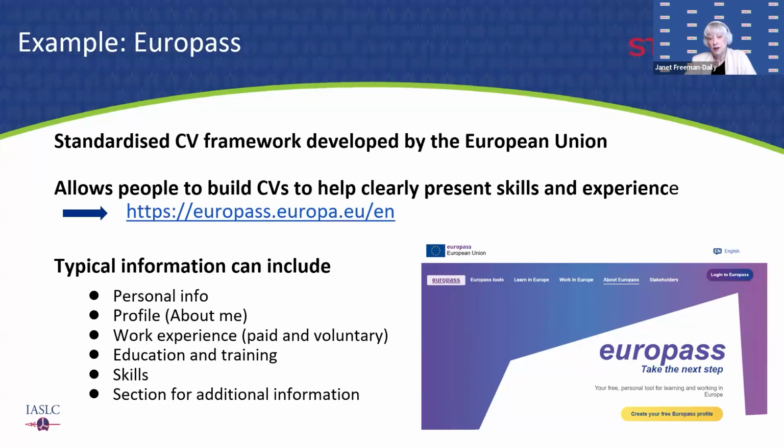The typical information is similar to that list we just had. It asks for personal information. You have a profile section, a section on work experience, both paid and voluntary, any education and training, skills, and then there's a section for additional information. And she's provided us an example. Next slide.